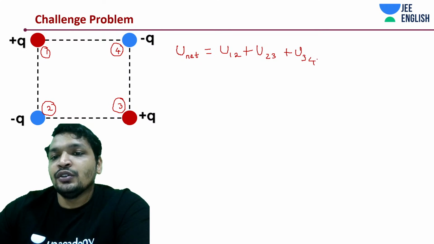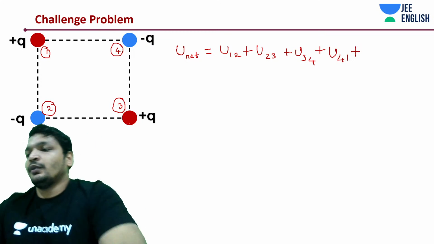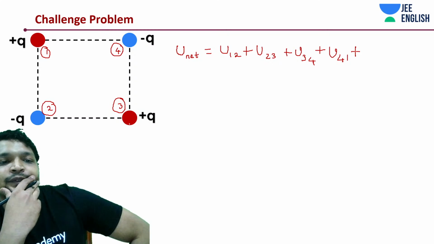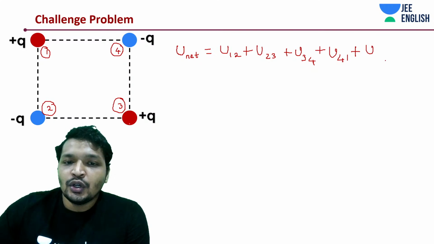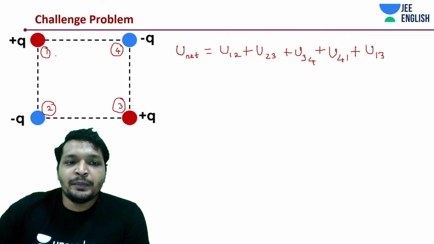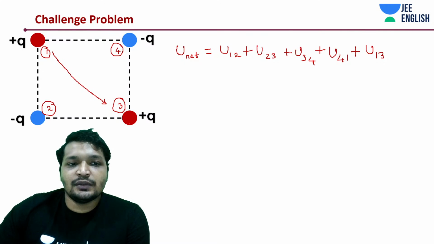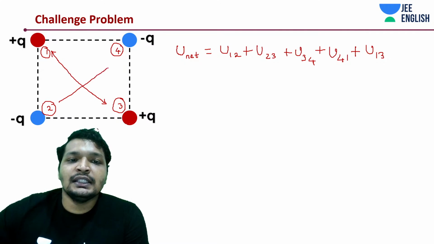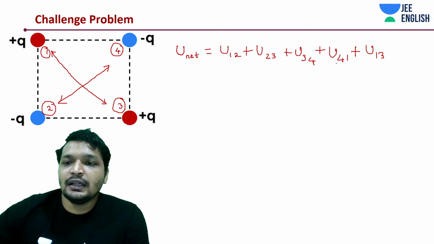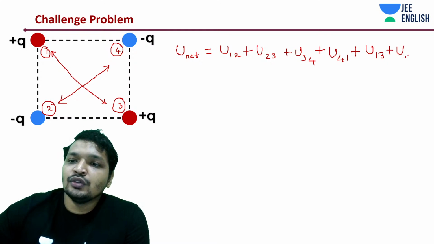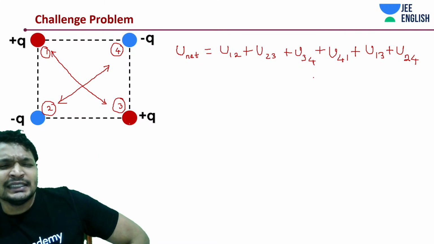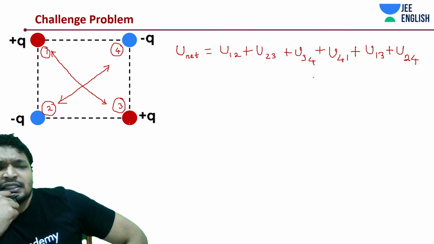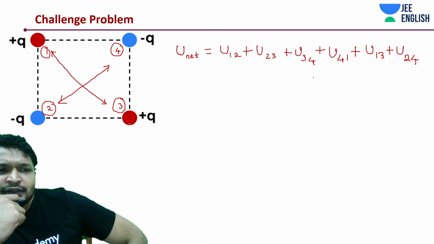But it's not all about the cyclic manner, guys. U34 plus U41 plus, why again a plus? U13, there would be a potential energy due to these two charges as well, and similarly due to these two charges, and there would also be a U due to interaction of charge 2 and 4. Is this how you go about it?